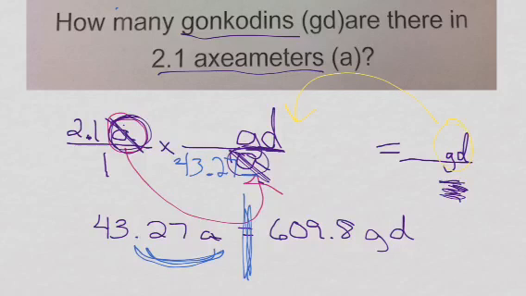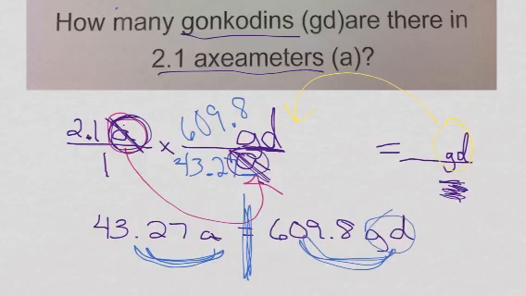So the label told me what to do, thus the name factor label. And then guncodons, GD, is on top, so we're going to put 609.8 on top. So wherever the label is, that's where the number has to go. You have to keep the label with its number. So that takes care of number 7, so we move on to number 8, which is multiply the tops, multiply the bottoms.